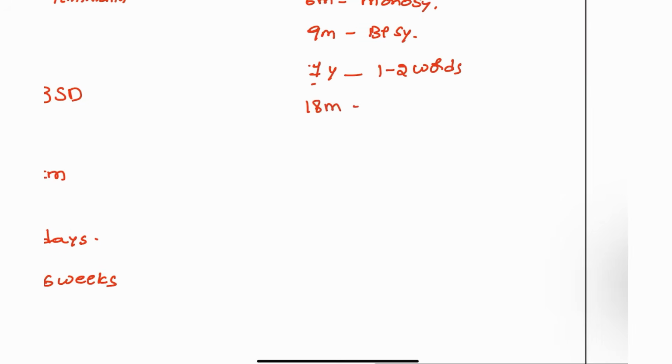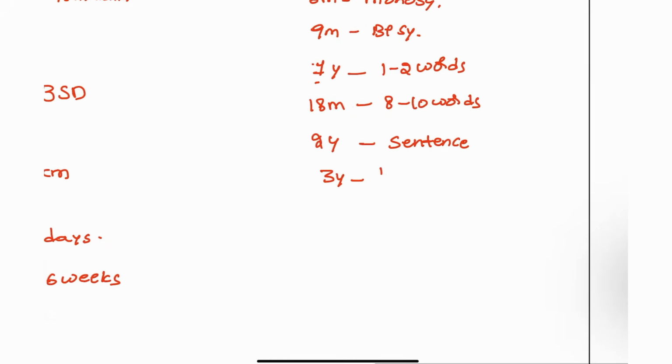18 months, 8 to 10 words, and 2 years, baby can also tell the sentence. Okay, at least one sentence will be told. Next 3 years. In the 3 years, you are going to see three things they are going to tell: name, gender, and also age. So they're able to recognize about their things.